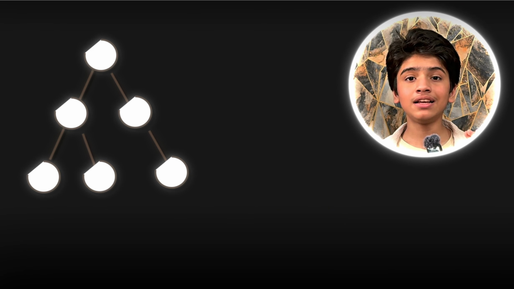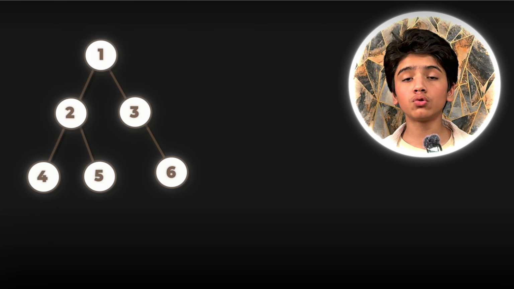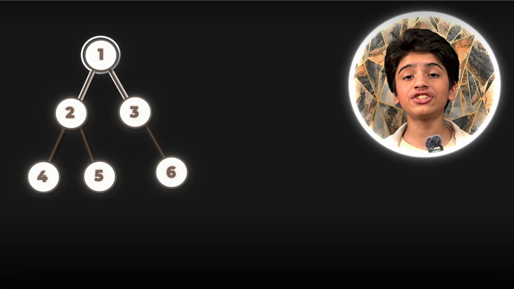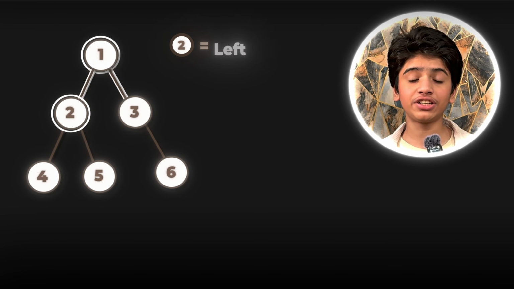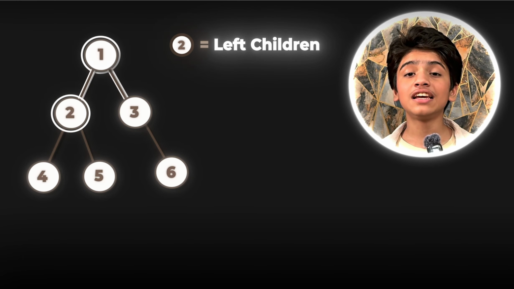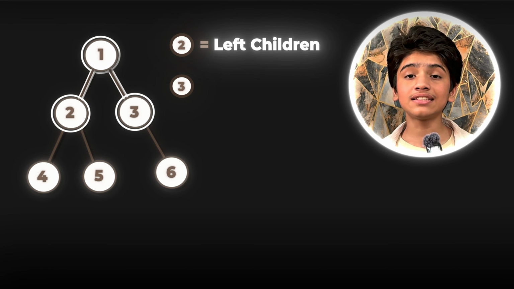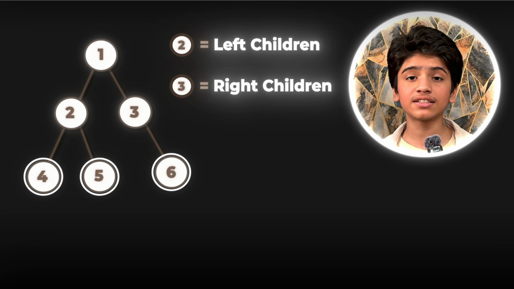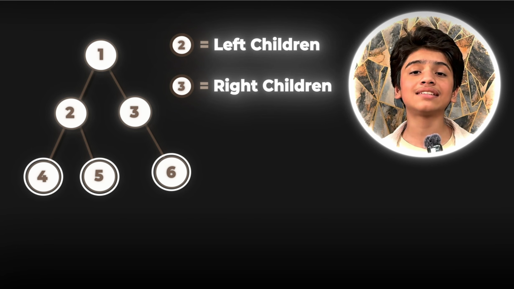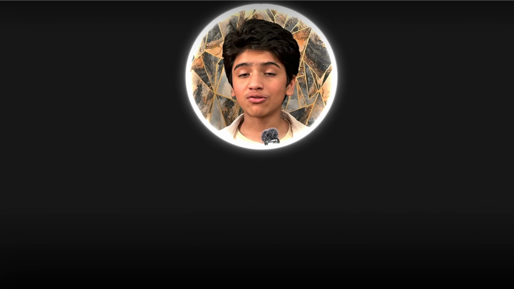For example, in this binary tree, the root node is 1 and 1 has 2 children. The first child is node number 2 and this is known as the left child. The second child is node number 3 and this is usually known as the right child. And node 2 and 3 have their own children as well. And finally, node number 4, 5 and 6 are known as leaf nodes as they have no children of their own. Now that was the basics of binary trees.